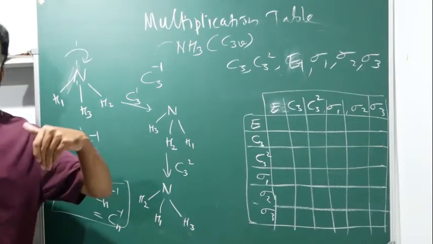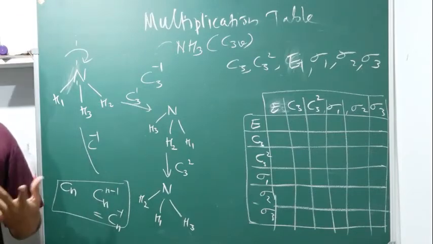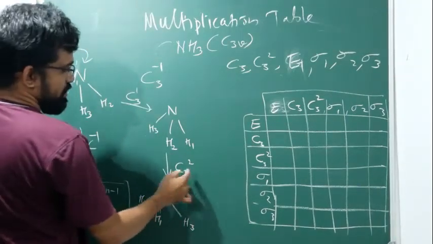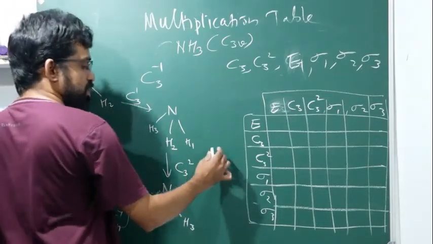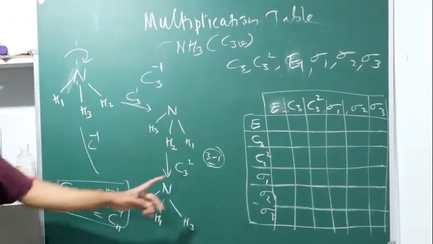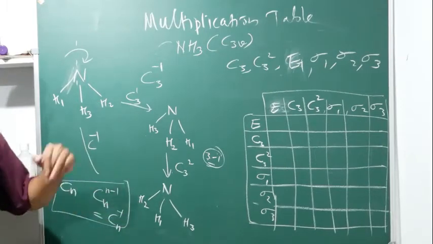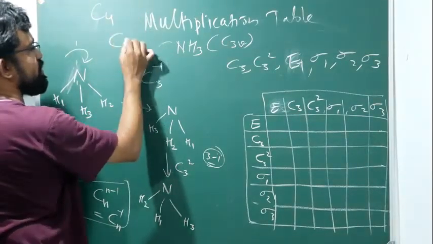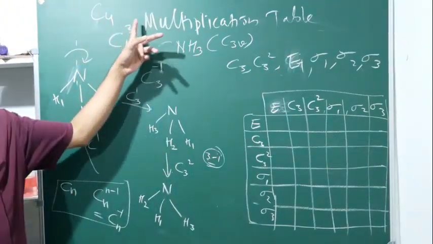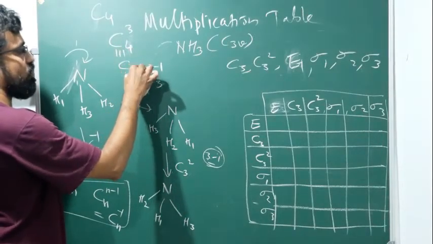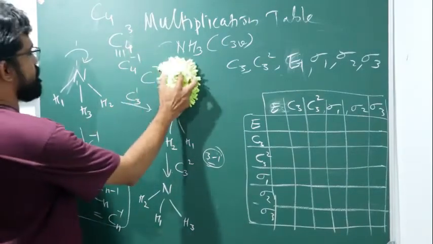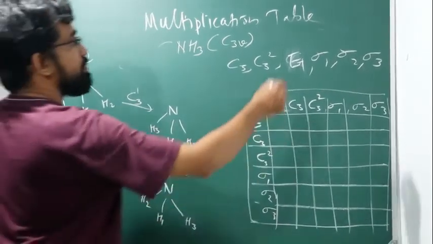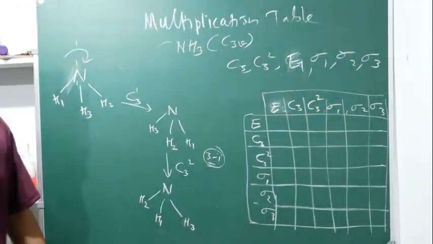That is, C3 square is C3 raised to 3 minus 1, which is C3 minus 1. Similarly, C4 raised to 3 is C4 minus 1, the inverse. So you can note down this point here also. I hope you got it.